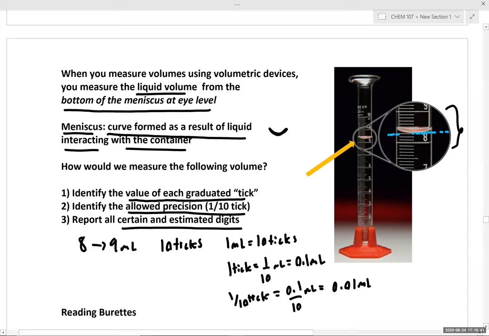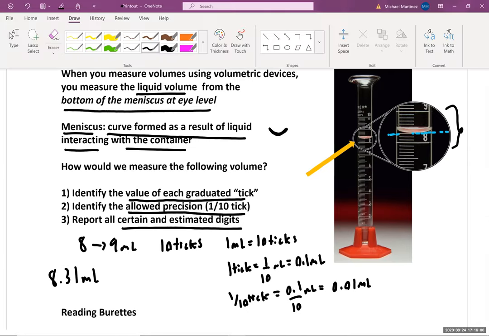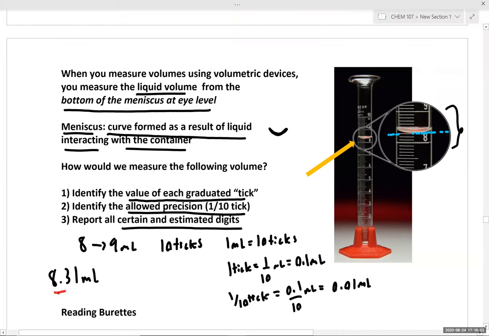Would someone like to take a guess for the volume measurement inside this graduated cylinder? 8.31, that's a good guess. That's wonderful, that's a great measurement. One thing I'd like to highlight: 8.3, these are our certain digits. We know that our meniscus is slightly above the definite graduated mark, indicating 8.3 milliliters.